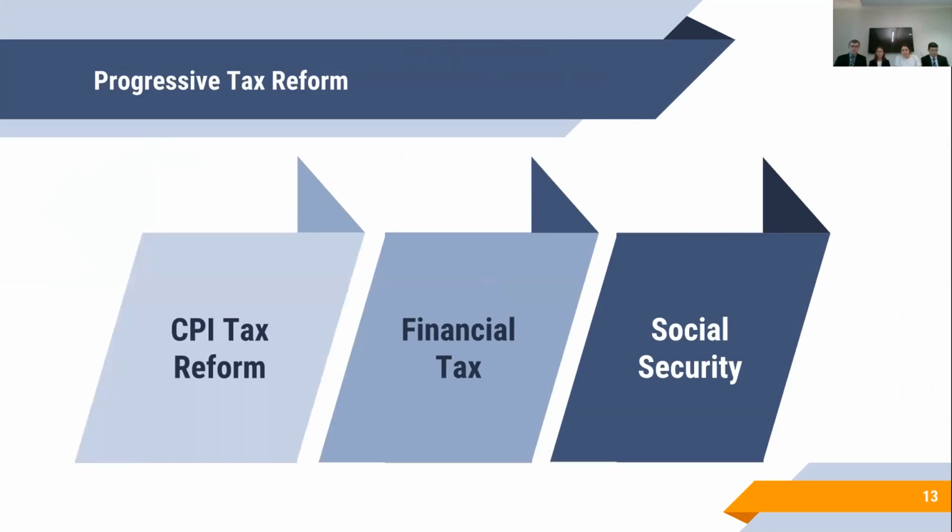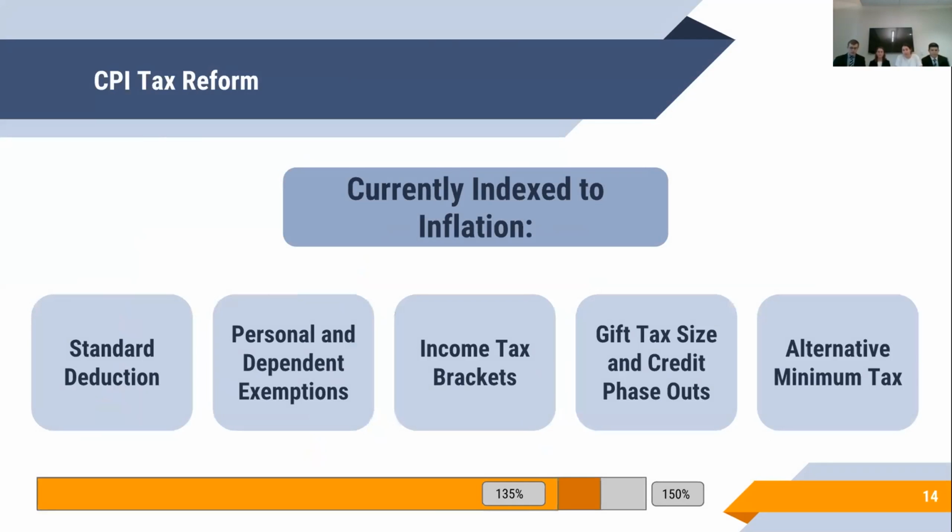Now we move on to the tax reform section, which has three components: inflation adjustments for the tax code, a financial tax, and a Social Security payroll tax. These will make our tax system more progressive, and the increases in revenue will help stabilize our fiscal situation. The first part of our tax reform section involves changing the measure of inflation used in the tax code.